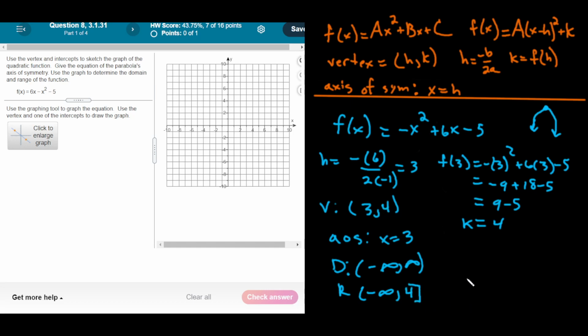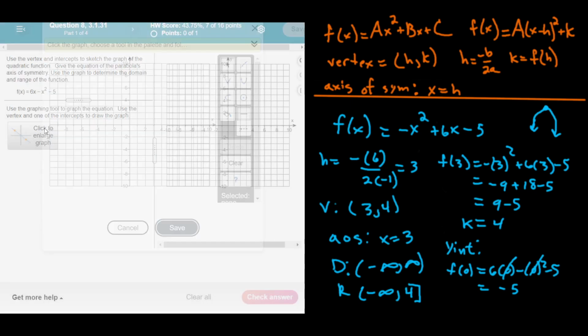I'm not going to forget this time. We're going to find the y-intercept. So let me write y-intercept here. And we plug in 0. So f of 0 is equal to 6 times 0 minus 0 squared minus 5. So that goes away, you're left with negative 5. Okay, I think we have everything that they want.